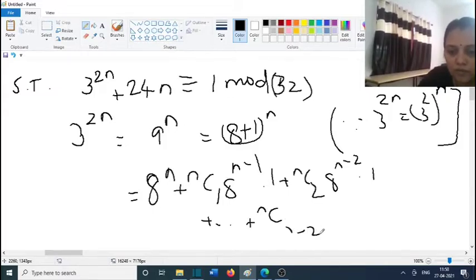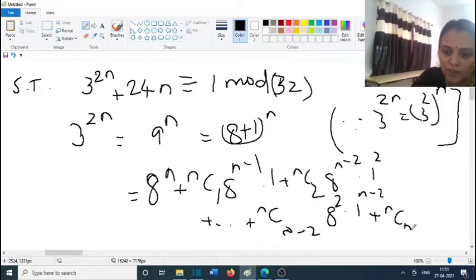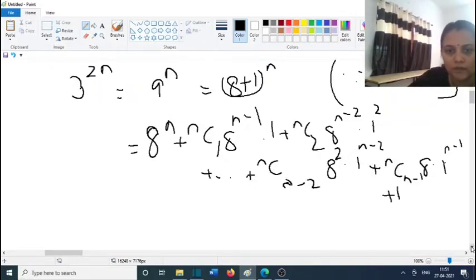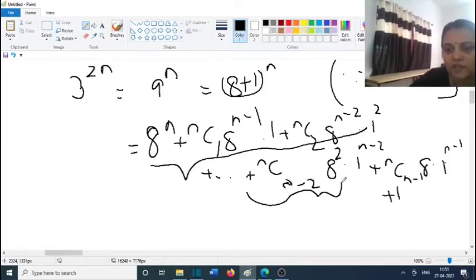Up to 8 squared into 1 raised to n minus 2, plus n minus 1 choose 8 into 1 raised to n minus 1, plus the last term 1. Up to here, the terms go up to 8 square. 8 square is 64. Up to this term is a multiple of 32.